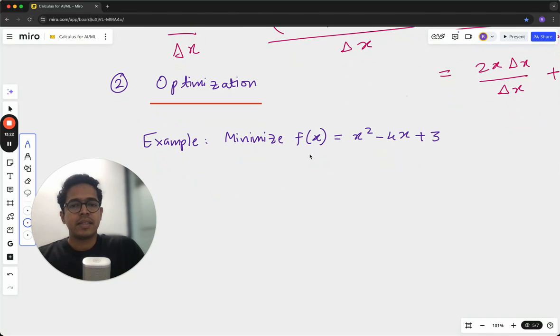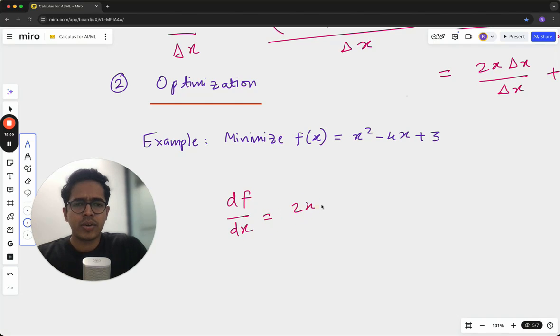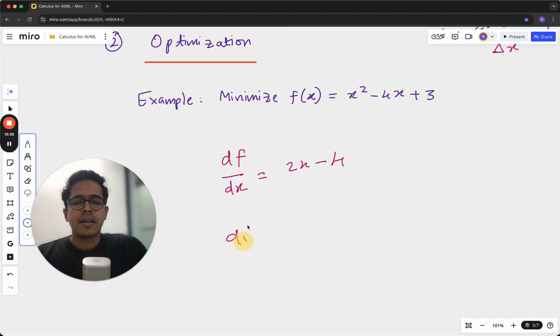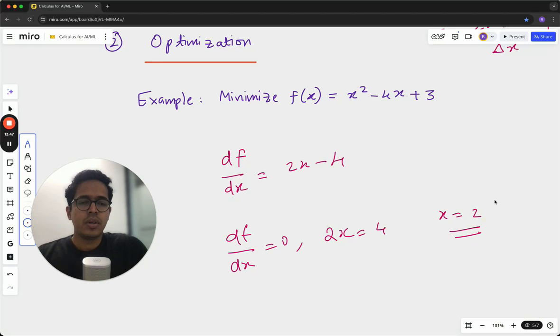Now, optimization, minimization, we have not covered in its strict sense. So I know that we are kind of jumping the gun here, but I guess that's okay. So let's calculate df by dx equal to 2x minus 4. And when df by dx equal to 0, then 2x equal to 4, meaning x equal to 2. So x equal to 2 has to be the maxima or minima, one of them. Now, how do we know it is maxima or minima?